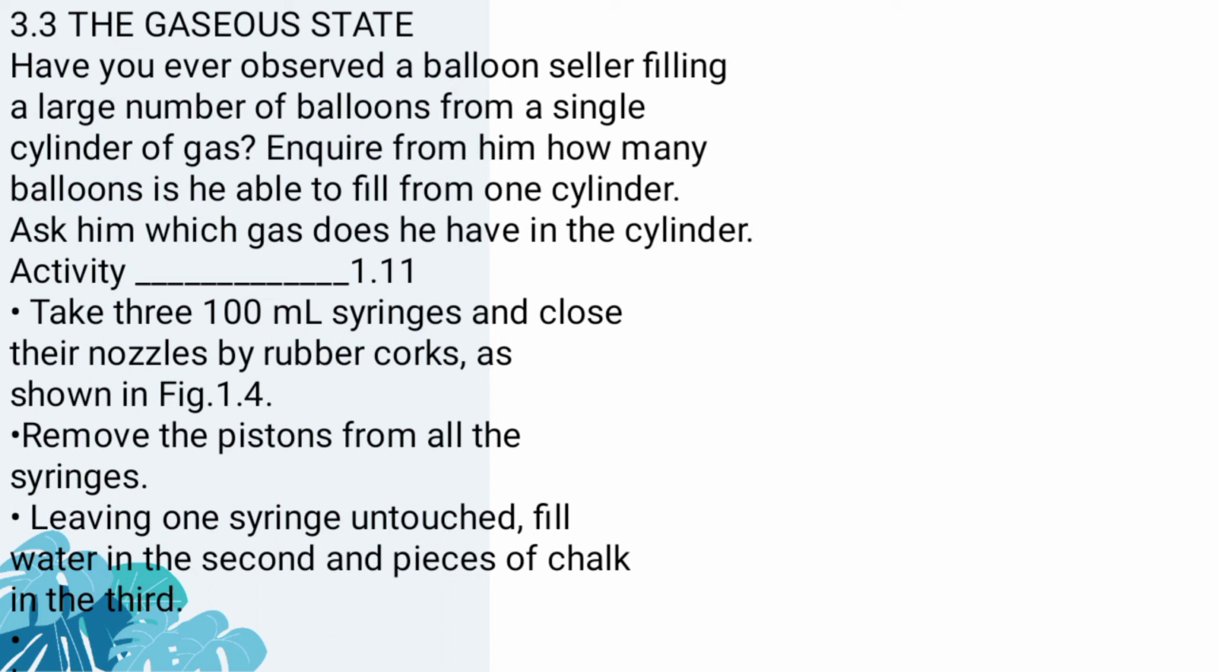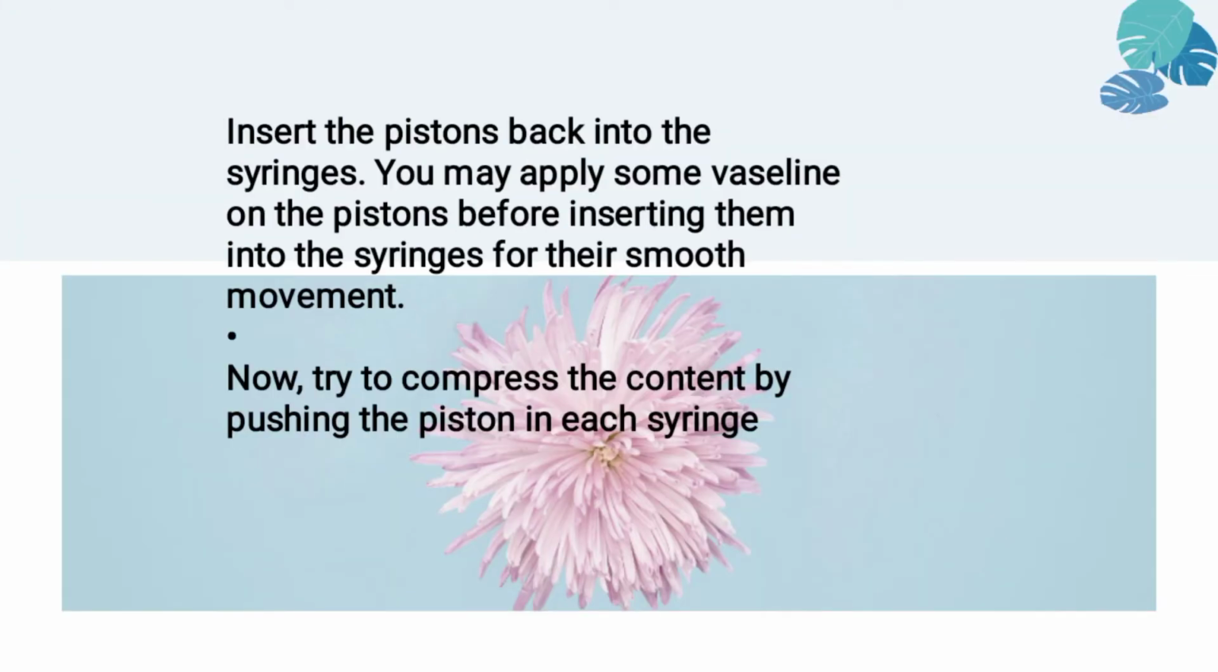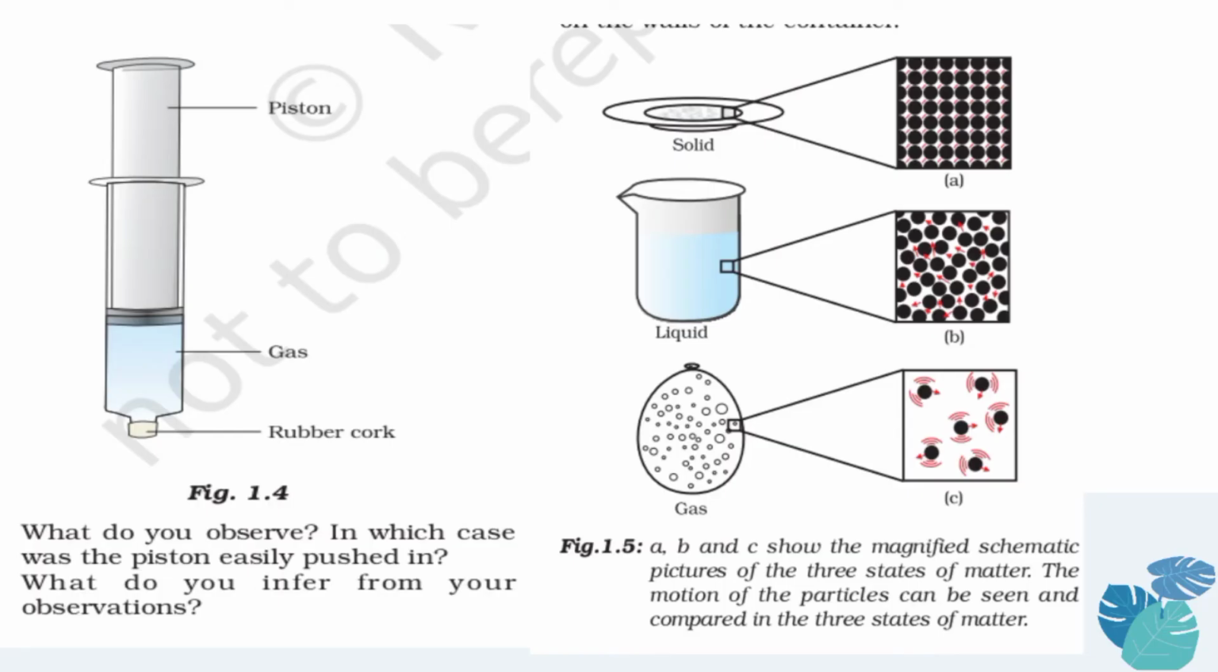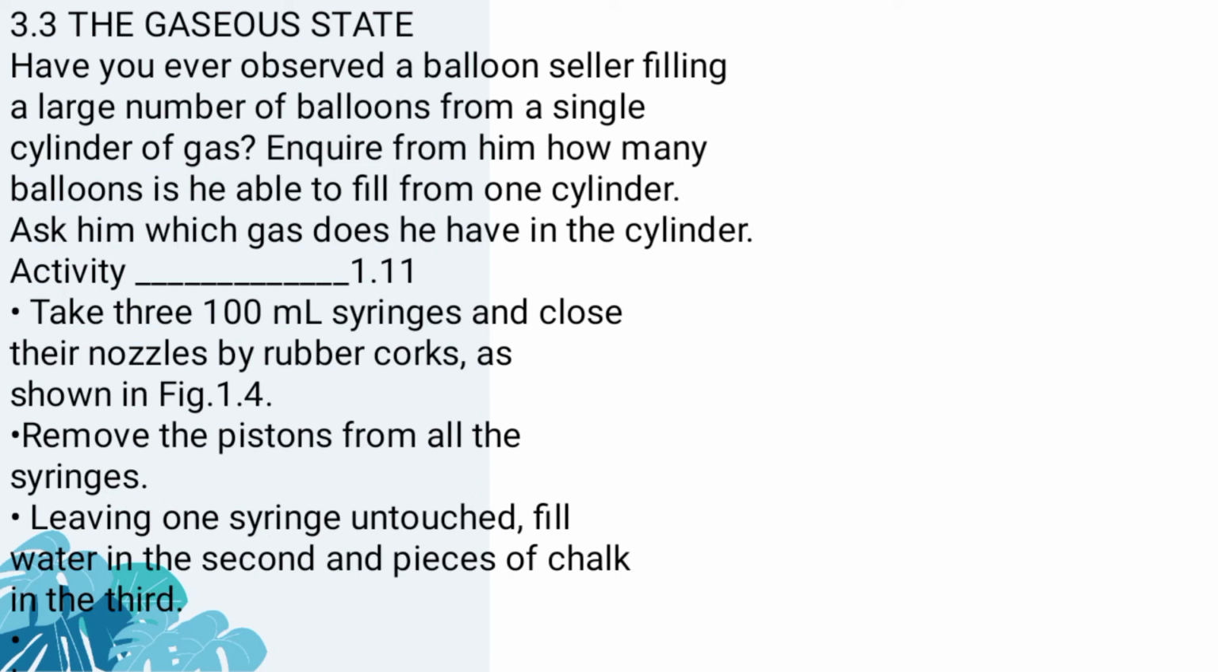Take 300 ml syringes and close their nozzles with a rubber cork as shown in figure 1.4. You have to do it like this. Okay, here you can see in figure 1.4 how the rubber cork has closed the nozzle of the syringe. So next, let us see.